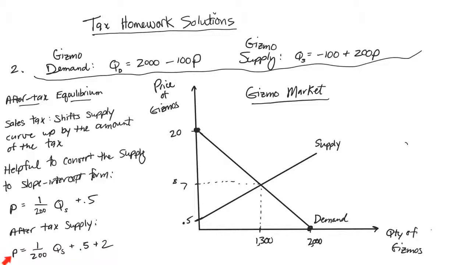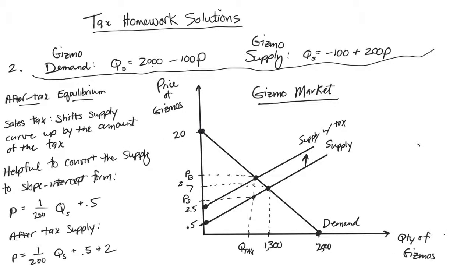We now see that the price is equal to 1 over 2,000 times QS. This is the slope. It has not changed. The y-intercept goes from 0.5 to the sum of 0.5 and 2, or 2.5.